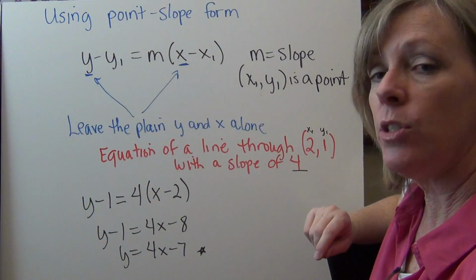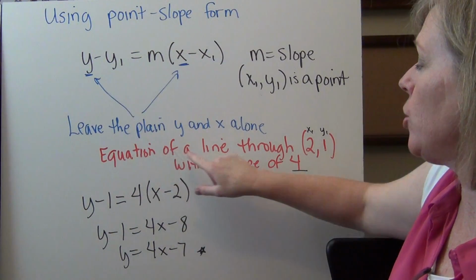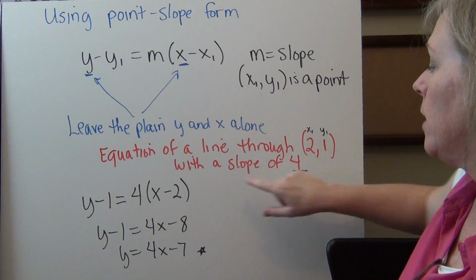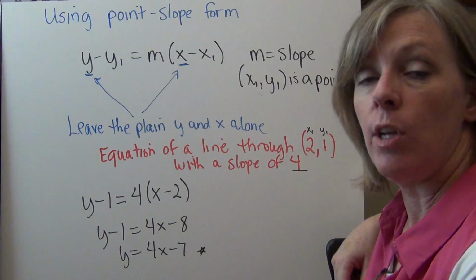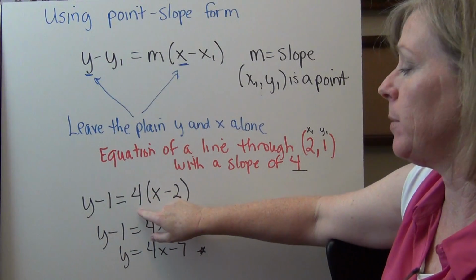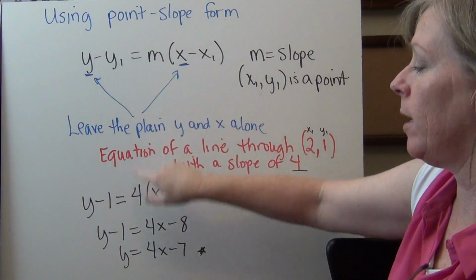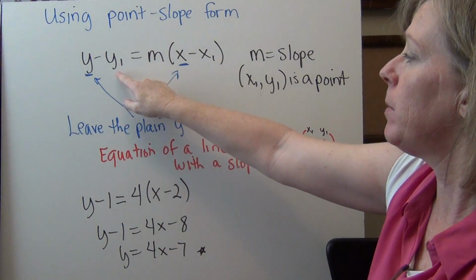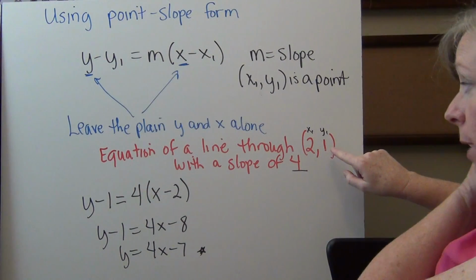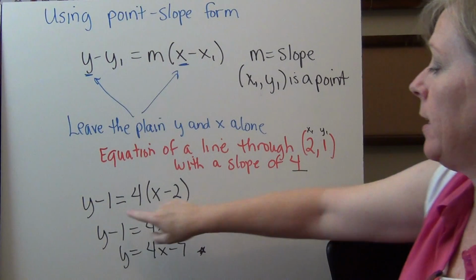So here's a sample question. What is the equation of a line through (2, 1) with a slope of 4? Now I'm given the slope, so the first thing I do is put my slope in place of the m. Now, remember this one is y1, so I look at my equation and I see that this is y1, and I put it in.